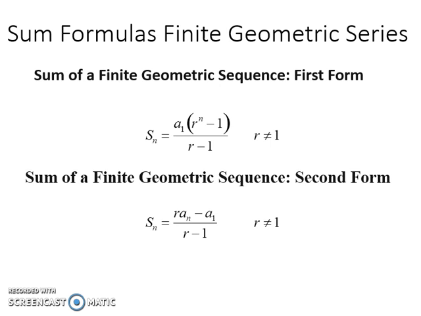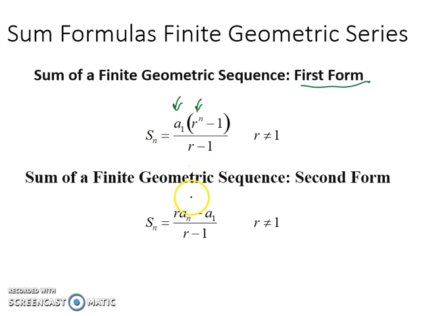So if you're given the first term, that's easy to find because it's your first term. But if you don't have your nth term, you'll want to use the first form of the formula because we just have our first term and our ratio. So either way, you're going to need your first term and your ratio. If you don't have any of the other terms, you'll want to use the first form.